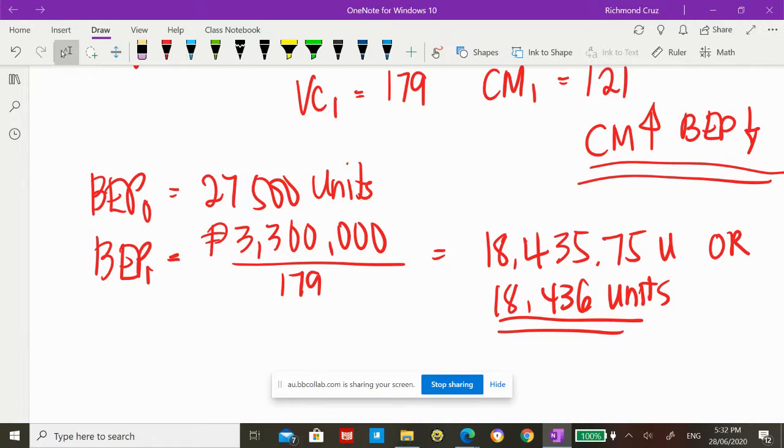Ayan. So, ano yung rule? So, kapag tumaas yung contribution margin, bababa yung break-even point. So, kapag contribution margin natin bumaba, just like in this what if natin, yung break-even point natin is tataas. So, ang relationship nila is inverse. No? Siyempre, bababa. So, tataas ngayon yung break-even point.